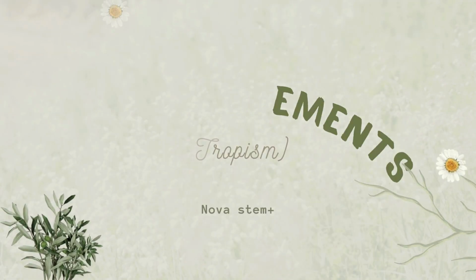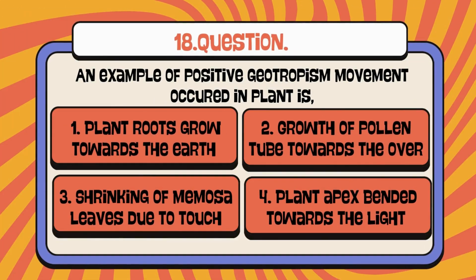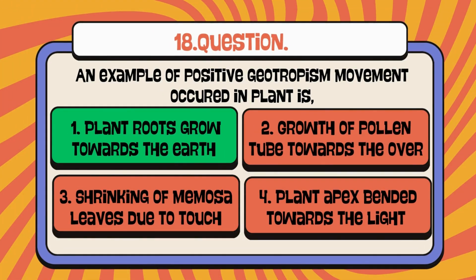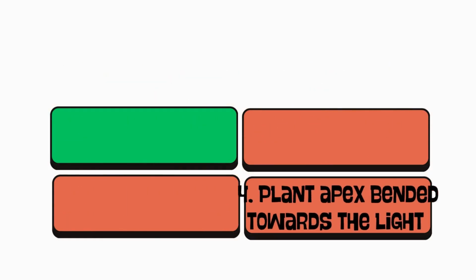Plant movements. Tropism. Question: An example of positive geotropism movement occurred in plants is: plant roots grow towards the earth; growth of pollen tube towards the ovule; shrinking of mimosa leaves due to touch; plant apex bending towards the light. Answer 1. Plant roots grow towards the earth.